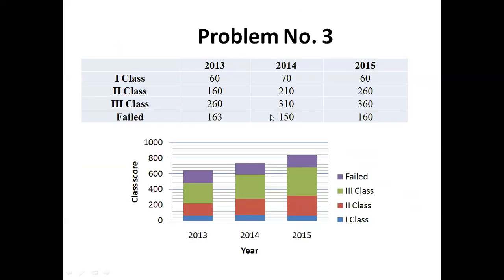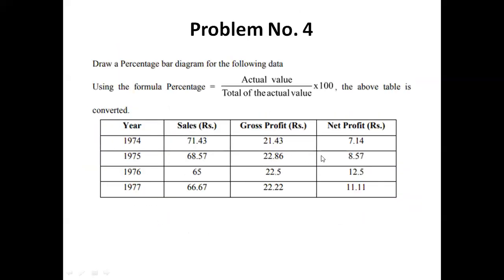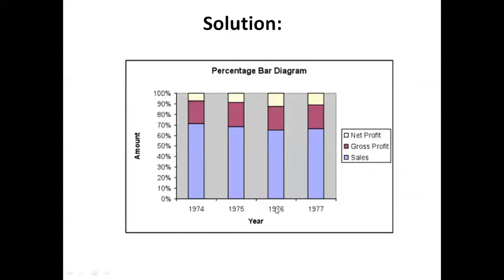So here, same, it should be converted to percentage. Actual value divided by the total, into 100, it is converted into percentage. How are we going to locate the same cumulative frequency? So what is the difference between these two?